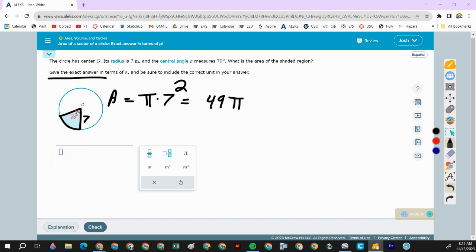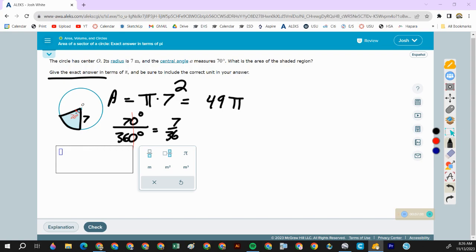Okay. Well, how much of the circle does my piece of pizza represent? Well, my pizza has 70 degrees as its central angle, and the entire circle has 360 degrees. So if I do a little bit of simplification, I end up with 7 over 36.